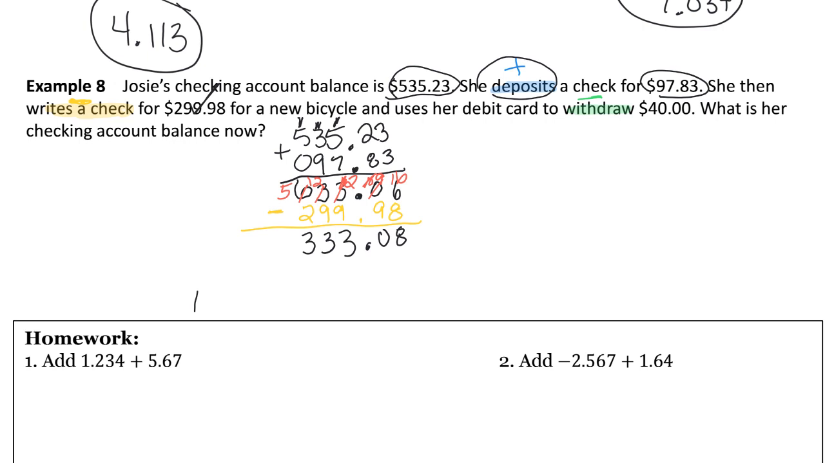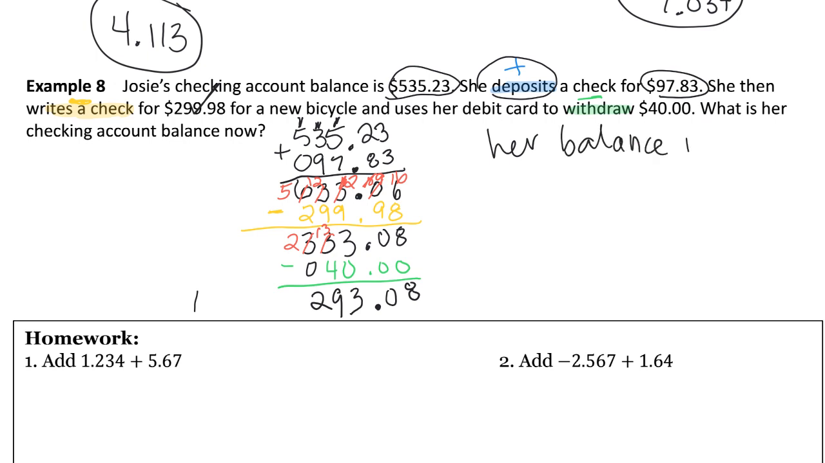So now we've done this one. Now we have to withdraw more money. We're withdrawing $40 even. Okay, 8 minus 0 is 8. 0 minus 0 is 0. Bring your decimal place down. 3 minus 0 is 3. You can't do 3 minus 4, so I have to borrow. This becomes a 2. This becomes a 13. Okay. 13 minus 4 is 9. And 2 minus 0 is 2. So now her balance is now $293.08. Okay, so your homework's below, so get going on that now.